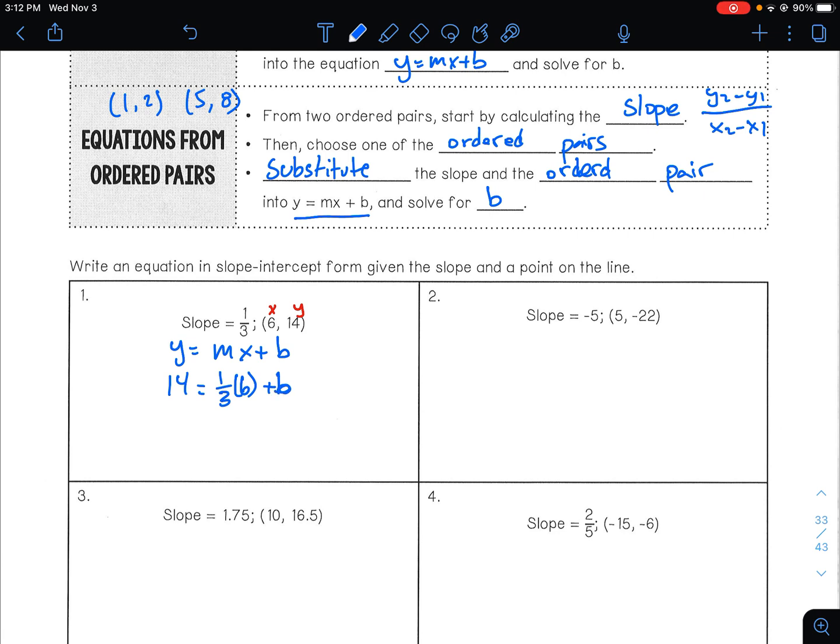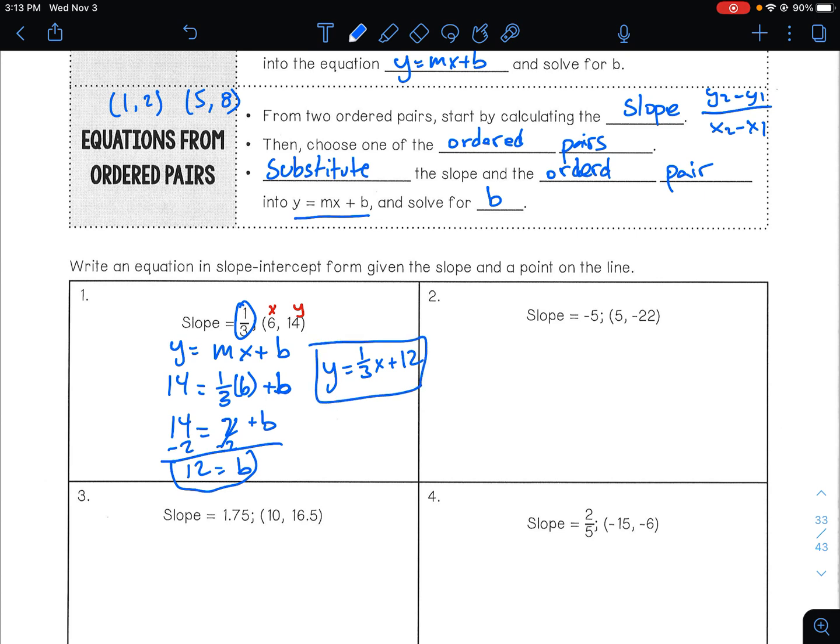So let's simplify this first. 1/3 times 6 is 2, plus b. So 14 equals 2 plus b. How do I solve for b? I just have to subtract 2 from both sides. That equals 0. 14 minus 2 is 12. So b equals 12. So now we have the slope and we have the y-intercept. And so our equation should be y equals slope 1/3 x plus b, which is 12.